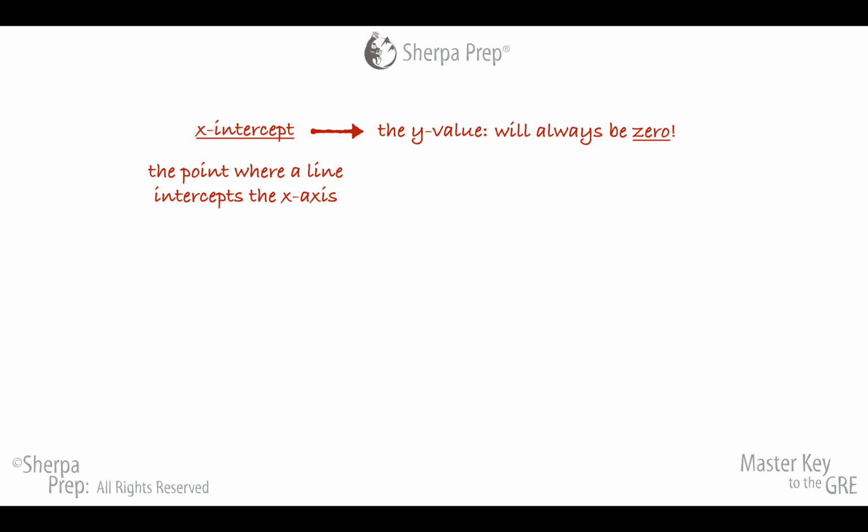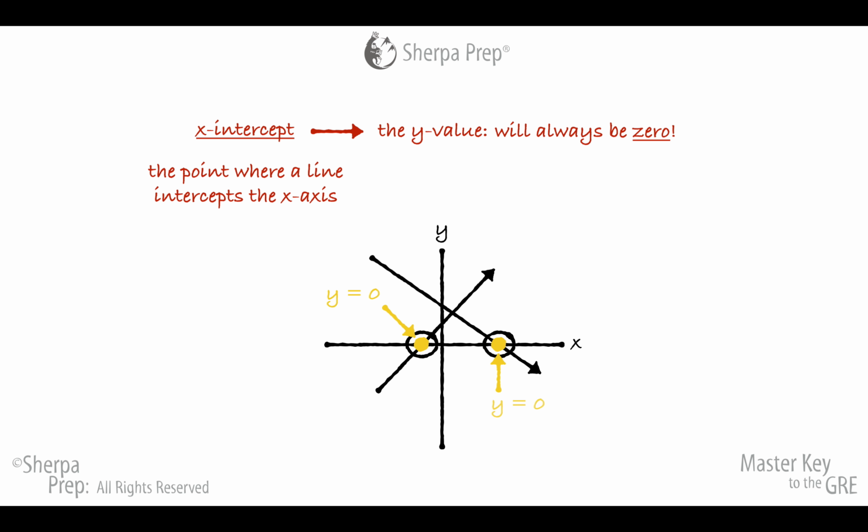For example, if I draw this line like so, notice that when it intercepts the x-axis, the y value of that point of intersection would be 0. And the same thing would be true of this line over here. In other words, a line intersects the x-axis every time its y value equals 0. That is the key to solving this problem.